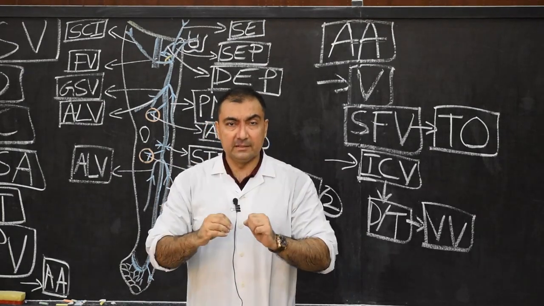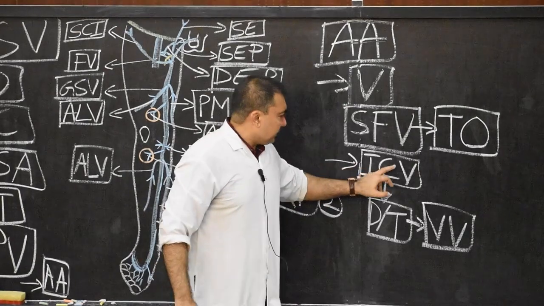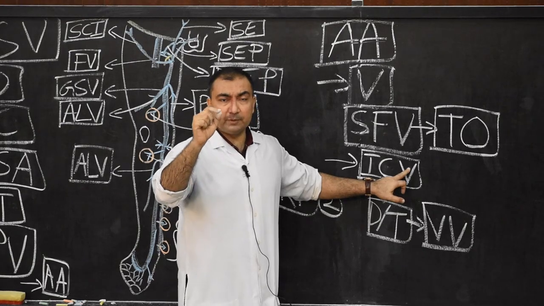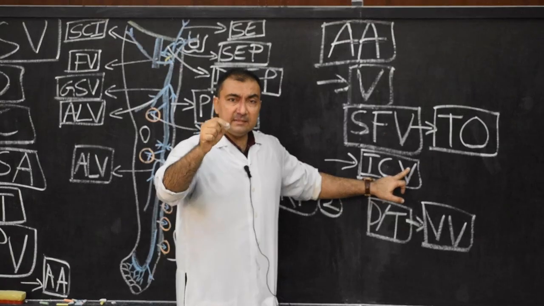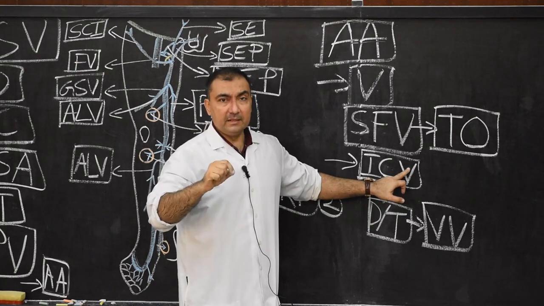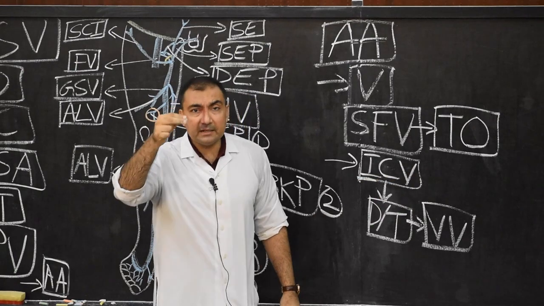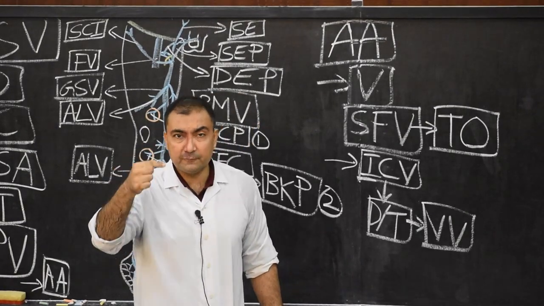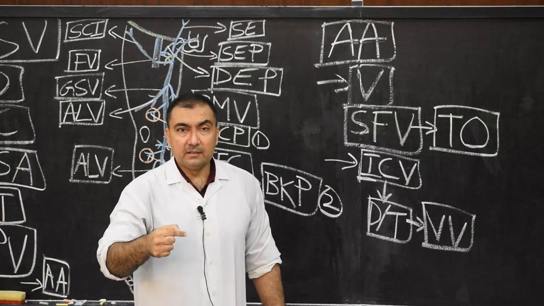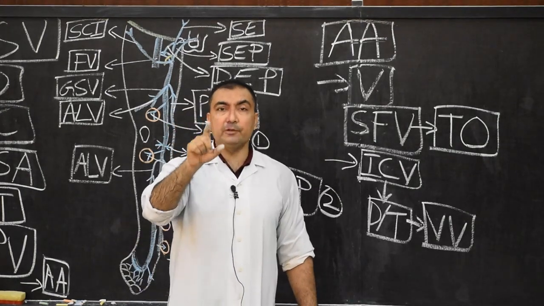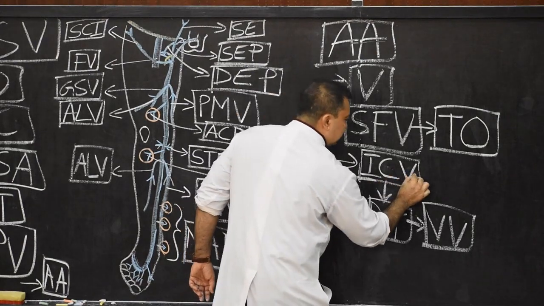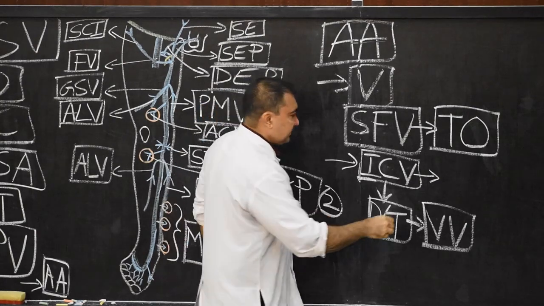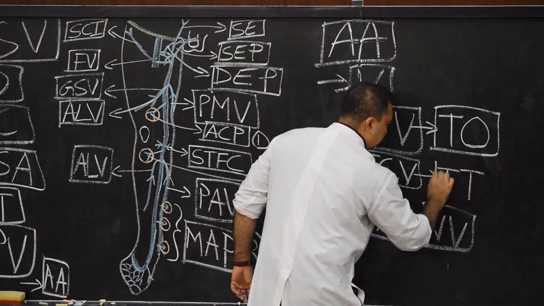Now, if there is incompetency of valves of perforating veins, these perforating veins have to be located. In order to locate which perforators, across the lower limb, have incompetent valves, one important test has to be done, which is known as the tourniquet test. So in cases of incompetency of valves located in perforating veins, tourniquet test has to be done. This is an important point.